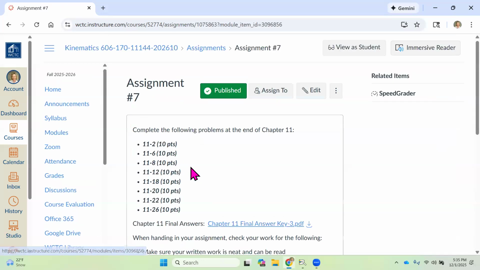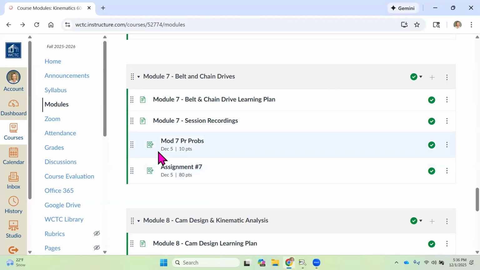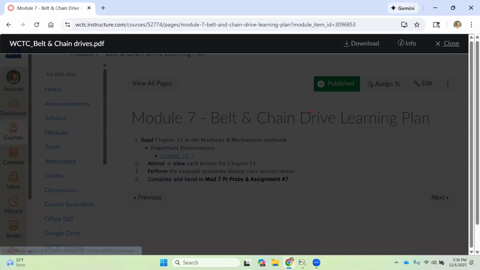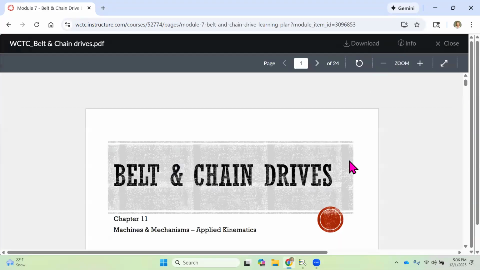And then as far as our assignment, half of the problems are going to be belt drives and half of them are going to be chain drives. So we'll look at that at the end of this evening, how far you can go with that assignment if you wanted to get started on it. So let's go over to our learning plan and open up our PowerPoint presentation.